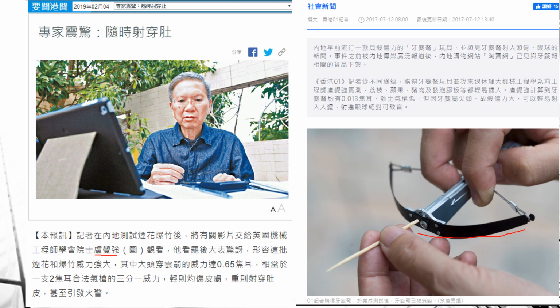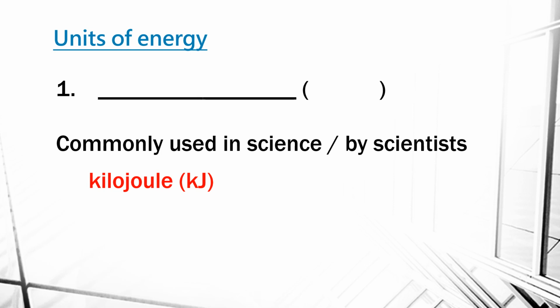Now, these usually in the interview, he will mention the amount of energy. He calls it how many joules, OK, how many joules. Now, joule is actually a unit of energy. For scientists, they use the term joule as a unit for measuring energy. Now, it has a symbol, it's called J.